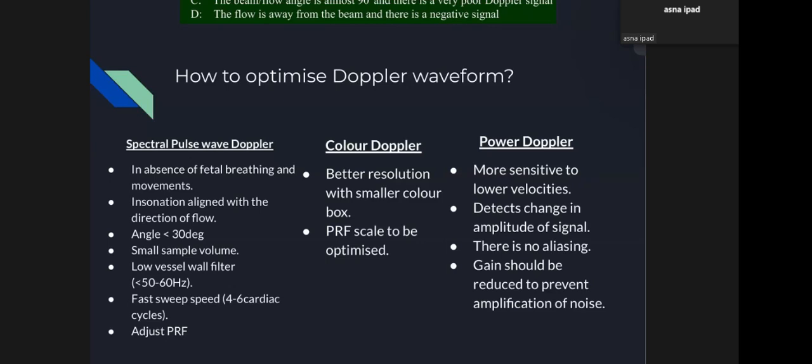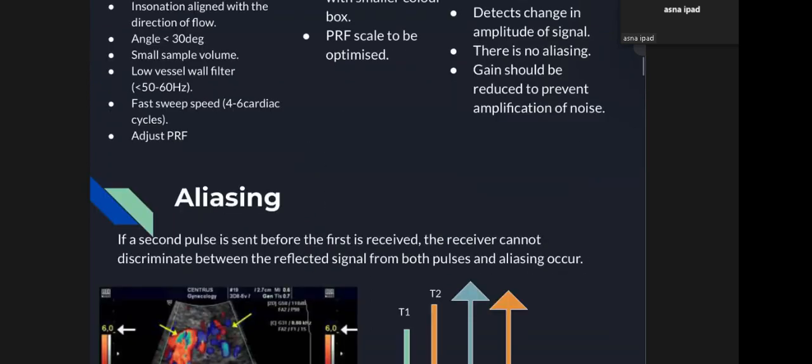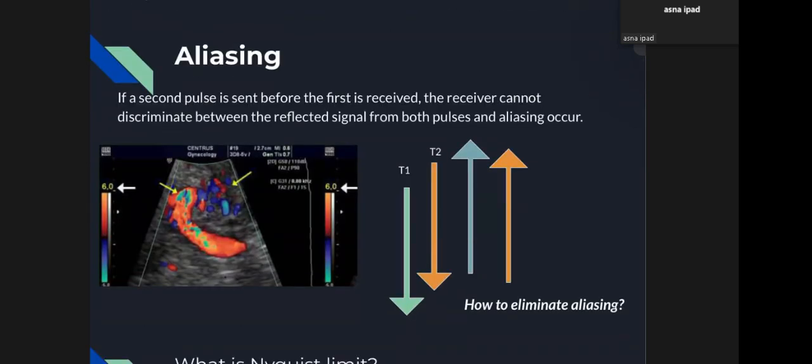Gain should be reduced to prevent amplification of noise. Now, I just used the word aliasing. What is aliasing? Aliasing is defined as, if a second pulse is sent before the first is received, the receiver cannot discriminate between the reflected signal from both the pulses and aliasing occurs. It is an artifact when Doppler frequency exceeds the Nyquist limit.